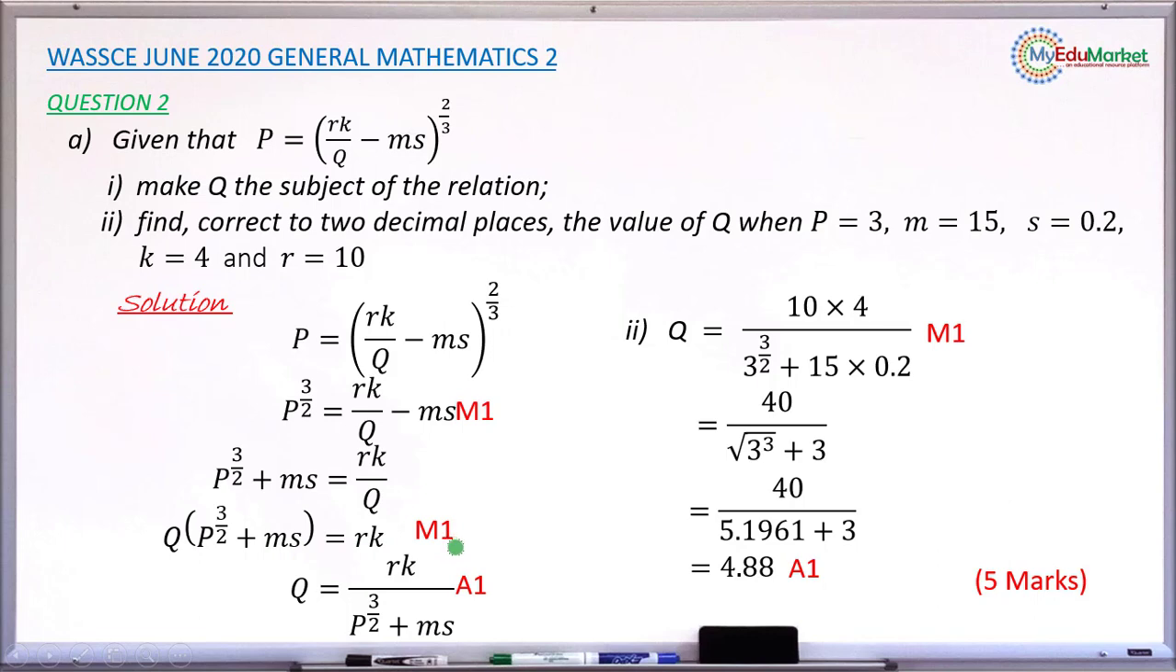And when you are able to make Q the subject of the formula and have RK all over P raised to the power 3 over 2 plus MS correctly, you have this accuracy 1 mark. The next mark is for substituting the values of P, M, S, K, and R in the formula for Q correctly, a method 1 mark. And simplifying to the end, you have the value of Q as 4.88, rounded exactly to 2 places, which gives this accuracy 1 mark. So in total, this question number 2 has 5 marks if everything is correct.